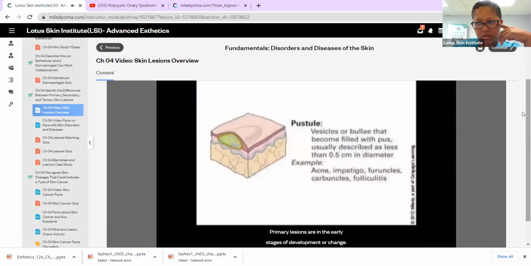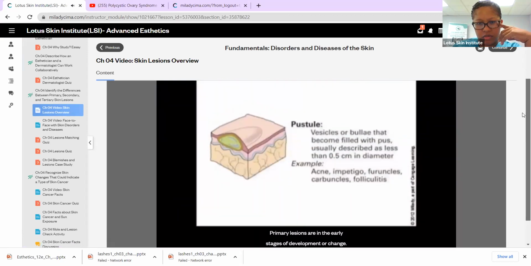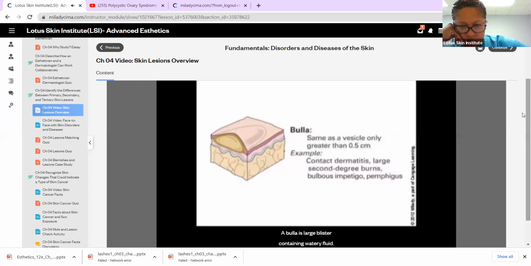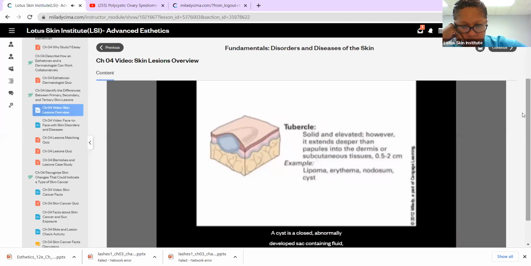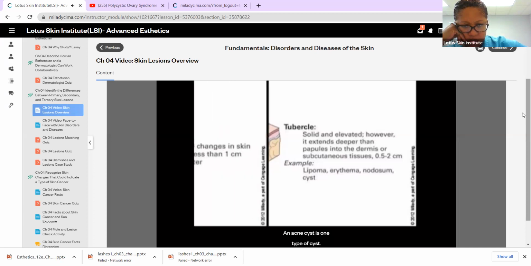Primary lesions are in the early stages of development or change. They are characterized by flat, non-palpable changes in skin color or by elevations, such as vesicles or pustules, formed by fluid in a cavity. A bulla is a large blister containing watery fluid. It is similar to a vesicle, but larger. A cyst is a closed, abnormally developed sac containing fluid, infection, or other matter above or below the skin. An acne cyst is one type of cyst.